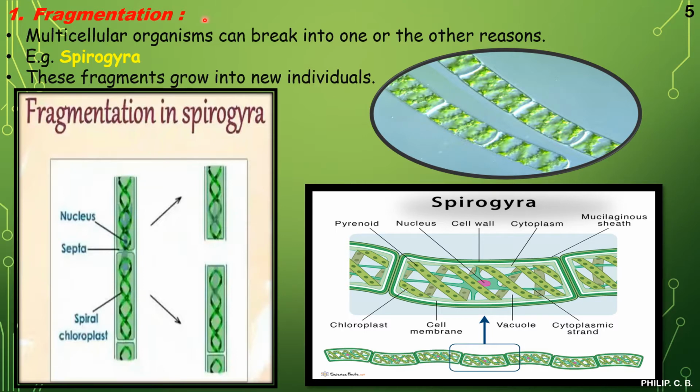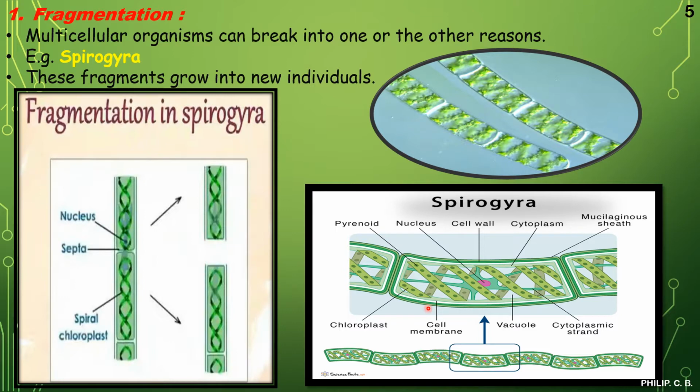First one, fragmentation. Now from the name fragmentation, it is the formation of fragments, small parts, right? Multicellular organisms can break into one or more fragments. Example, Spirogyra. These fragments grow into new individuals. The image helps us understand better. We can see a single linear Spirogyra where the nucleus, septa and spiral chloroplast are present. Now it divides into two fragments.